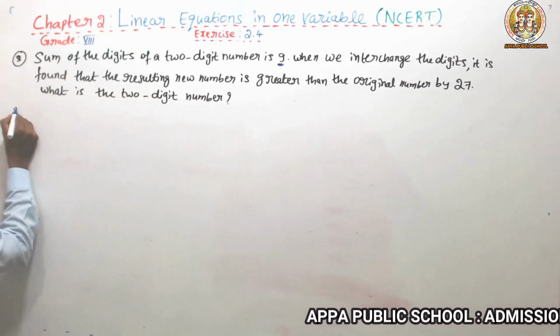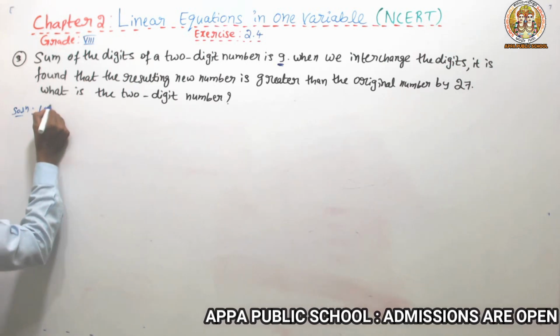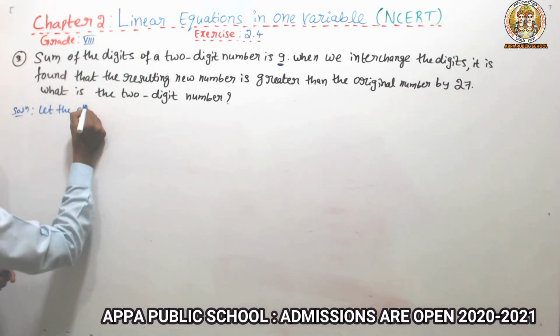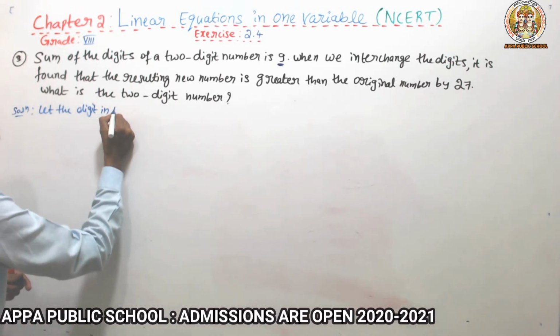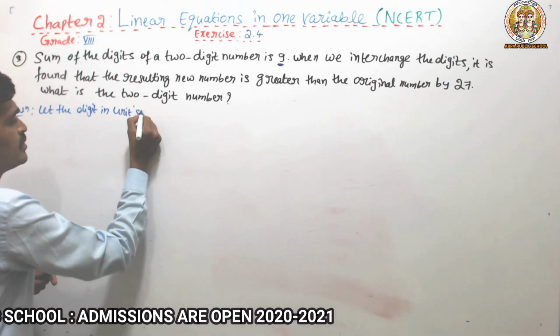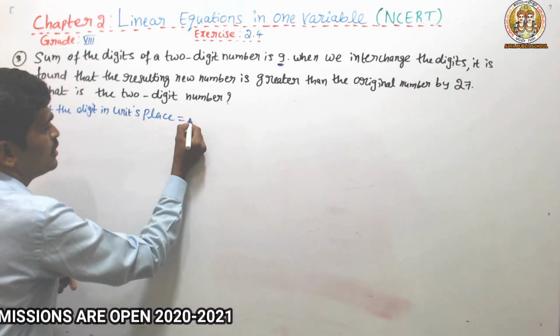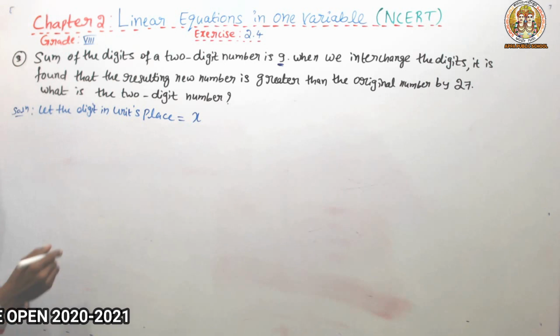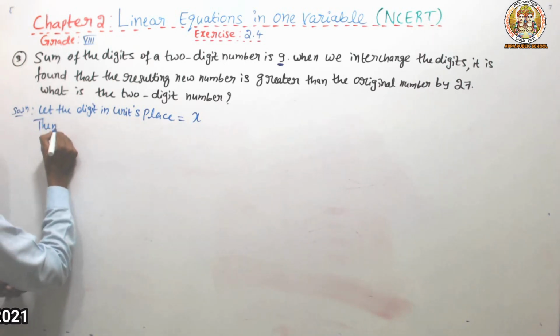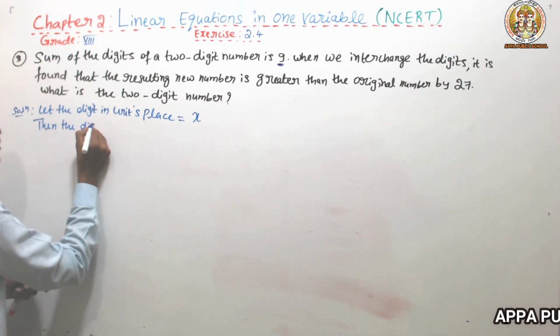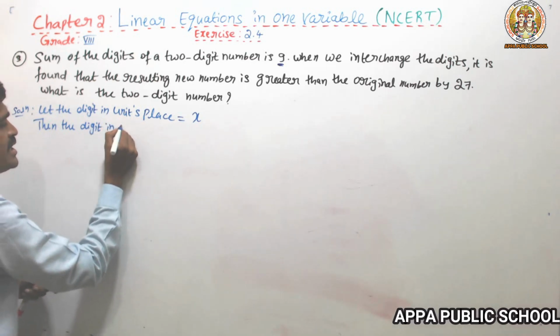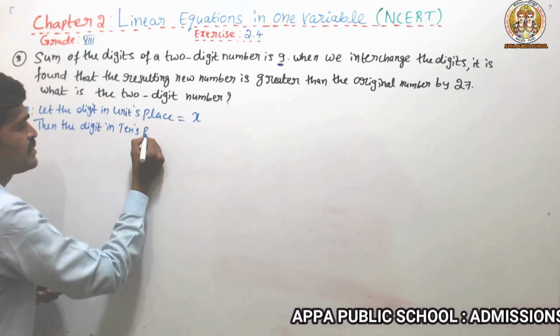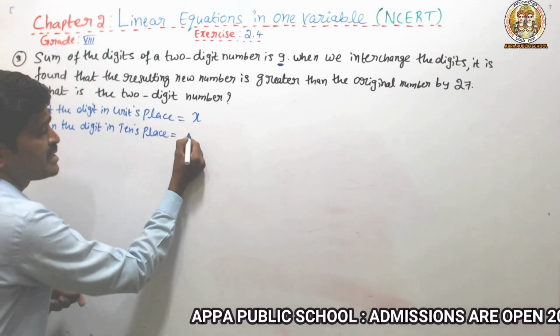We don't know which number it is. So let the digit in units place be x, then the digit in tens place. Can I write 9 minus x?